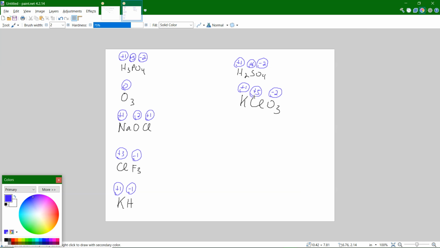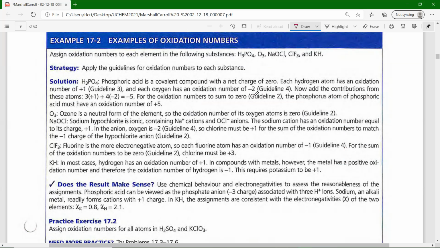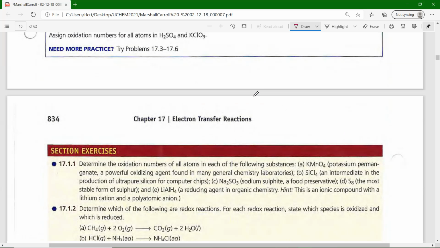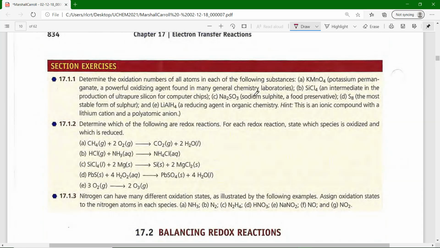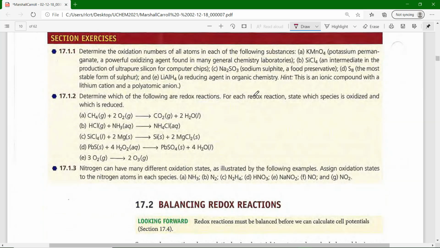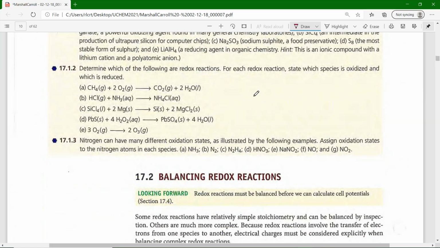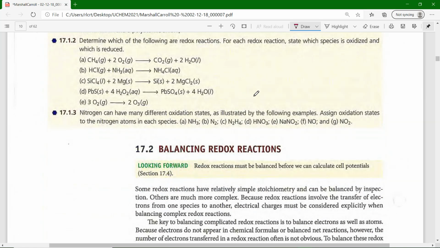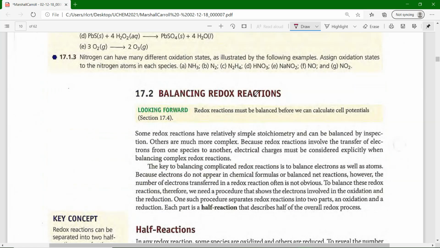Let's jump back to the page here, section exercises, determine the oxidation numbers. You can do that on your own. 17.1.2, determine which are redox, what's reduced, what's oxidized. I went through that. You can do that yourself and assign oxidation numbers to all the nitrogen atoms in each of those. I have 100% confidence in you.